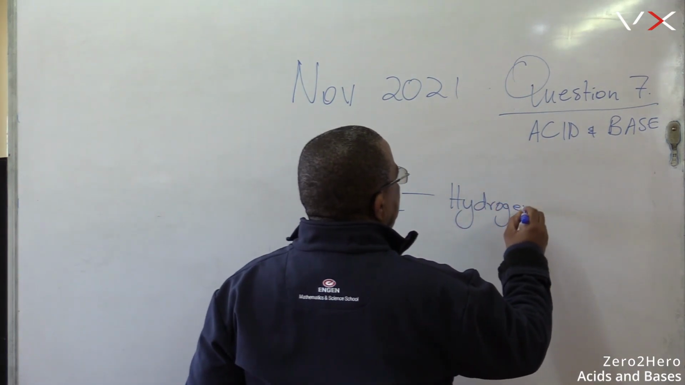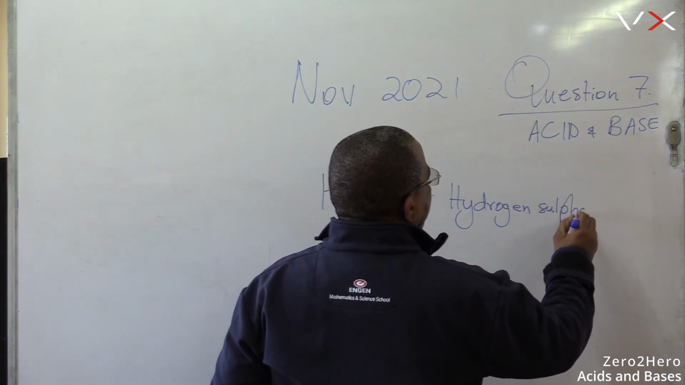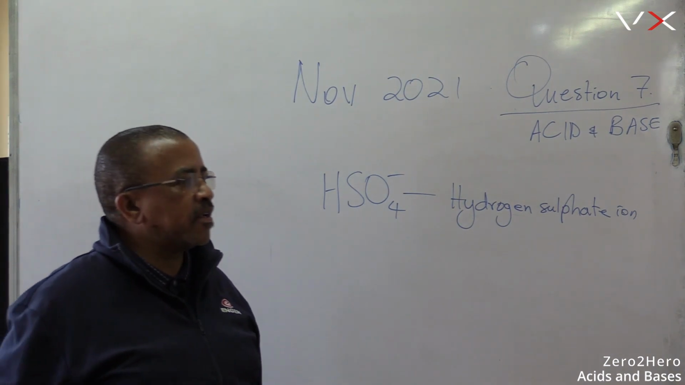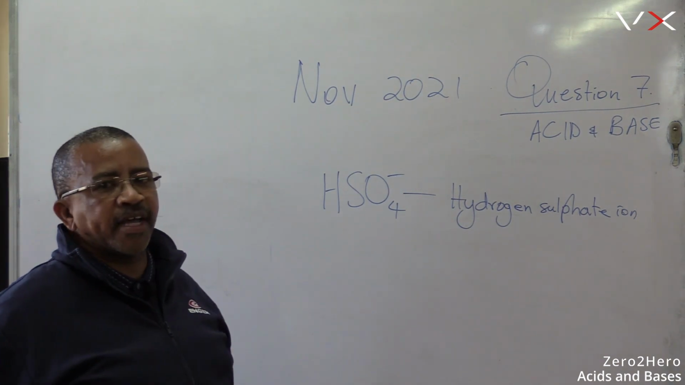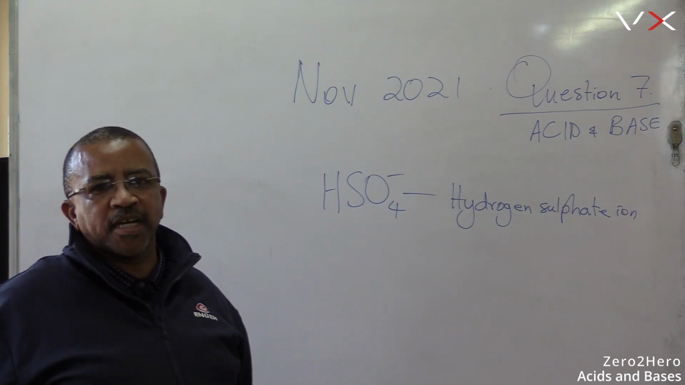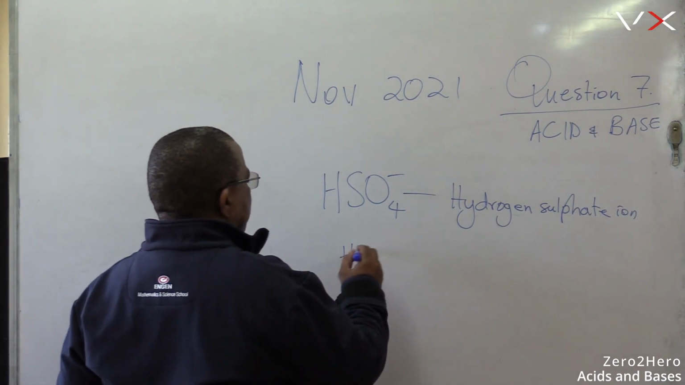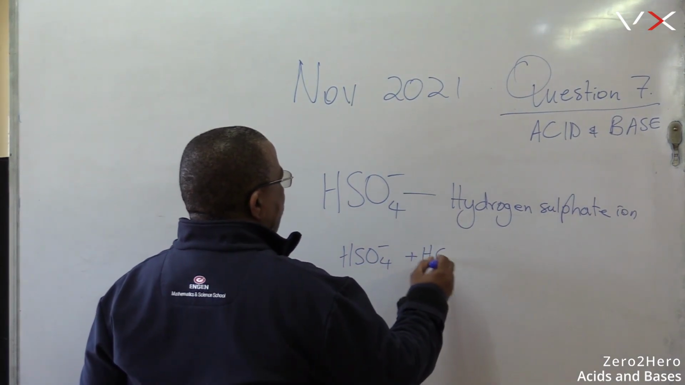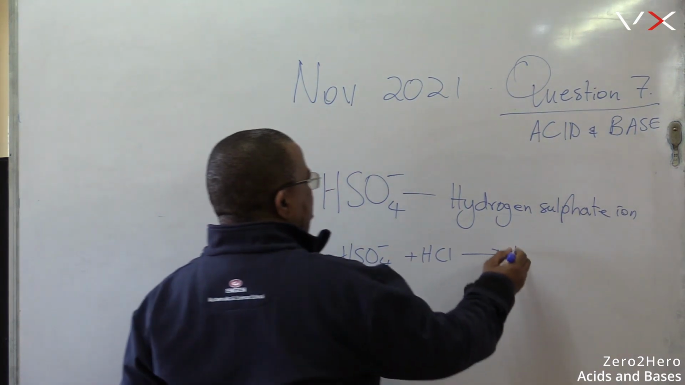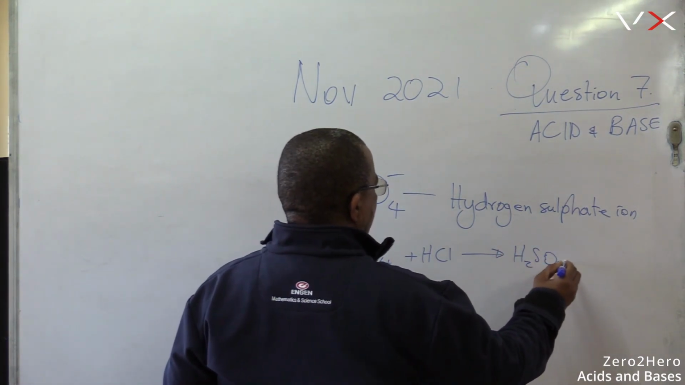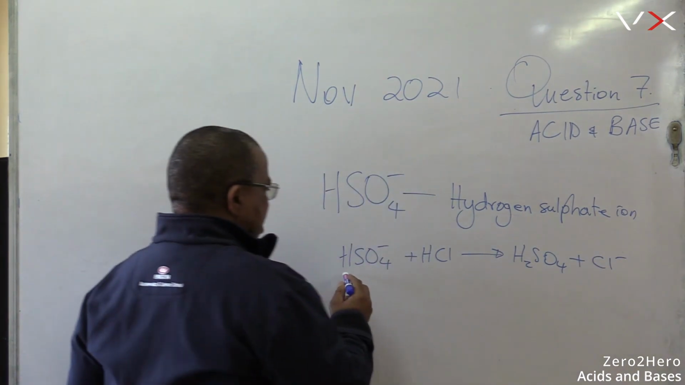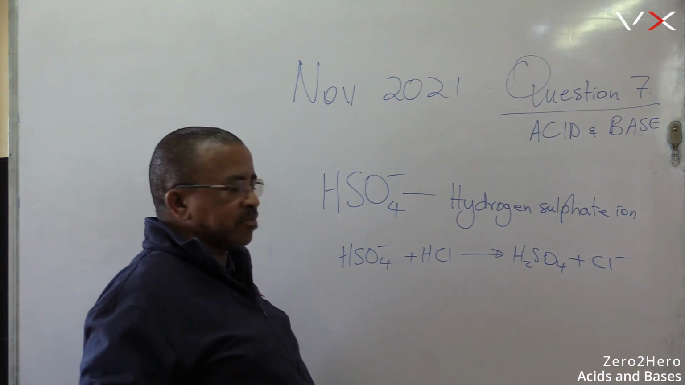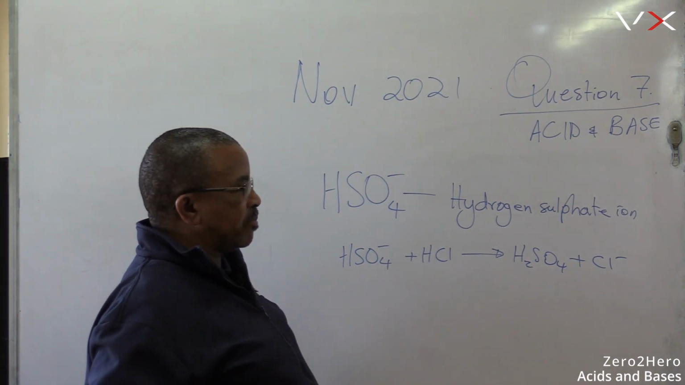hydrogen sulfate ion. So that is hydrogen sulfate ion, which acts as an ampholyte. We can explain it even though the question did not ask. It means HSO4 minus acts as a base, it accepts H+ from HCl, and it will form H2SO4 and Cl minus. You see, here it acts as a base, it has accepted H+ from HCl. So it acts as a base.